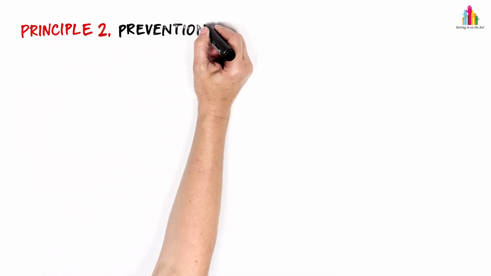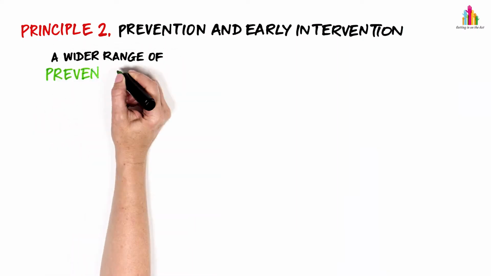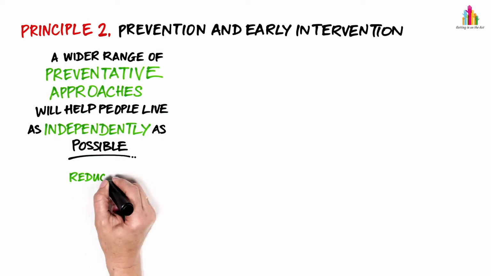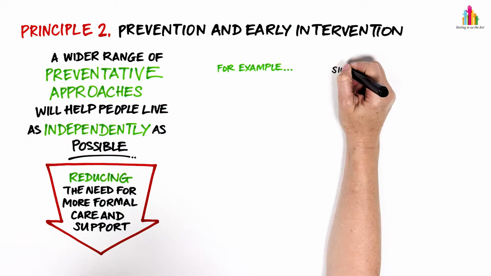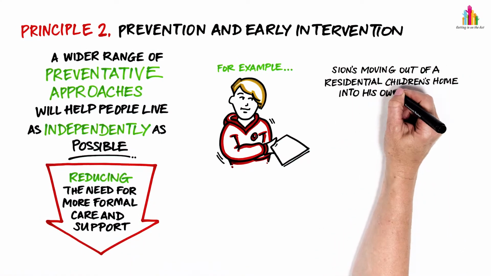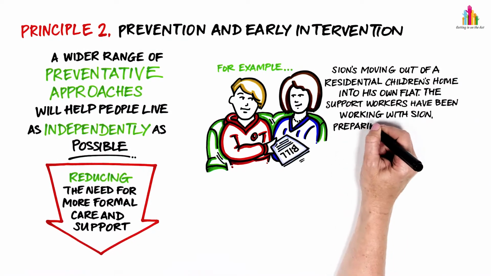Principle 2. Prevention and early intervention. A wider range of preventative approaches will help people live as independently as possible, reducing the need for more formal care and support. For example, Sean's moving out of a residential children's home into his own flat. The support workers have been working with Sean preparing for his move.